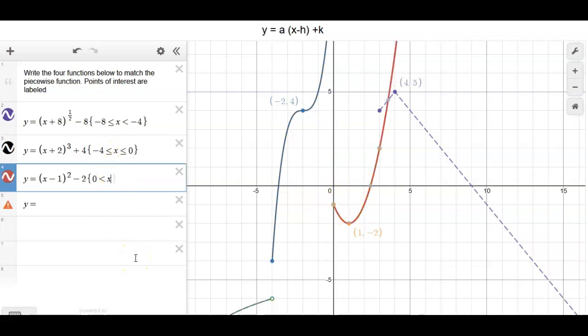And then we're going to +3, I believe that is. And that again is an open circle.